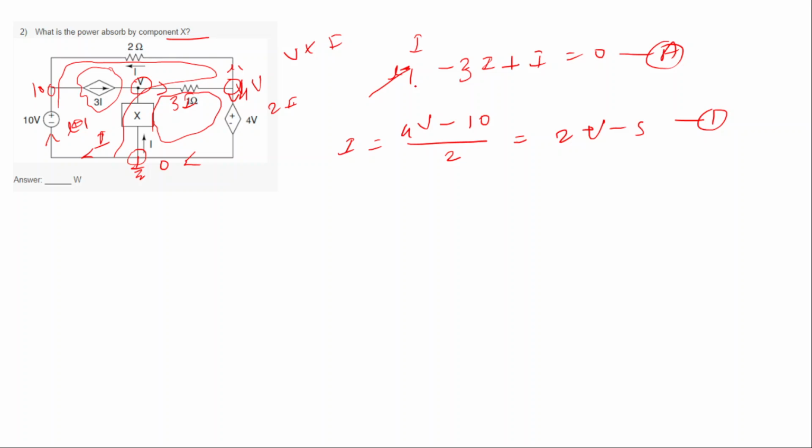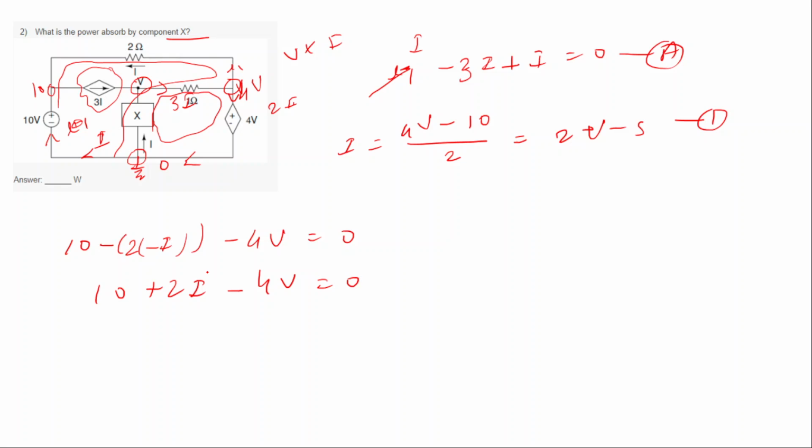So the direction of current is given, all the current we have found. Let's apply KVL, starting to move from here. 10 volt, there is a rise of 10 volt, plus this current is flowing in the opposite direction, so minus 2 times minus I, plus this drop of minus 4V equals 0. So 10 plus 2I minus 4V equals 0.